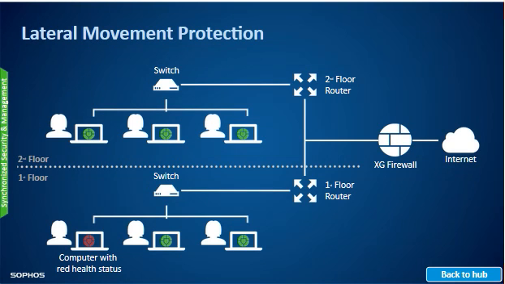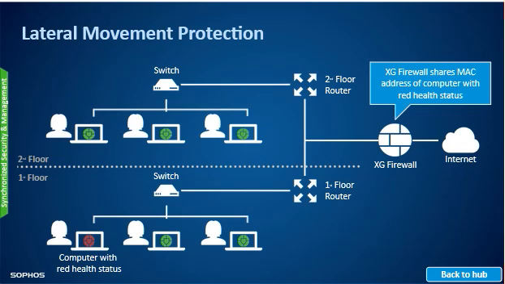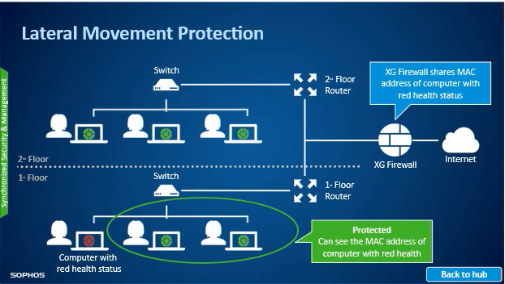When an endpoint has a red health status, the XG Firewall shares this with all of the other endpoints it has a heartbeat with, so they know to ignore traffic from that endpoint. As we mentioned, this means that even computers on the same network segment can be protected. In this diagram, you can see the computers on the first floor are connected via a switch, and are protected from the computer with the red health status, as they can see its MAC address.